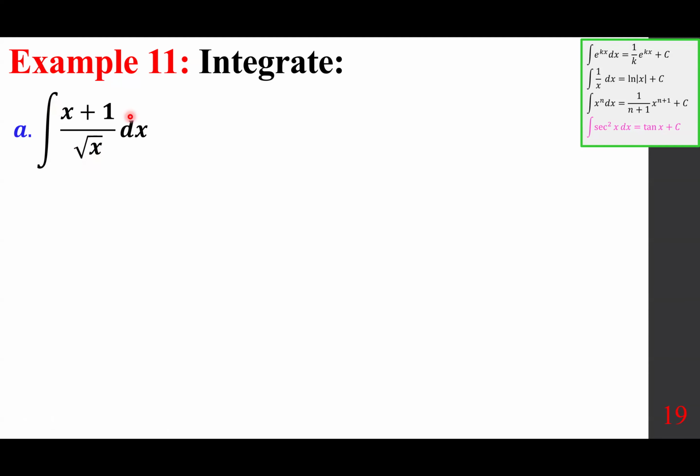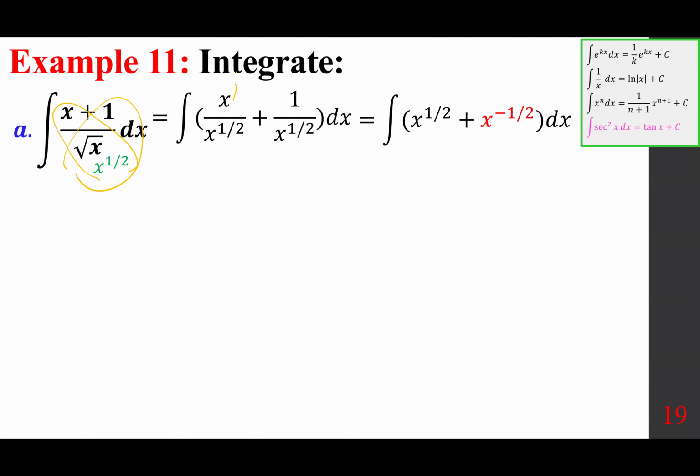This is one fraction. This is another one. And we're going to change square root of x to the power of 1/2. So we have two fractions, everybody, this one and this one. So the first one, no exponent means exponent 1. 1 minus 1/2 is positive 1/2. And the second one is x to the power of negative 1/2. So this is just writing it properly.